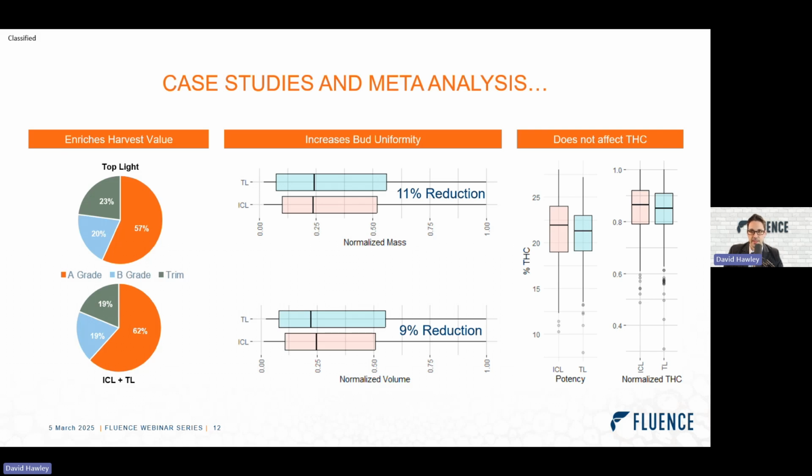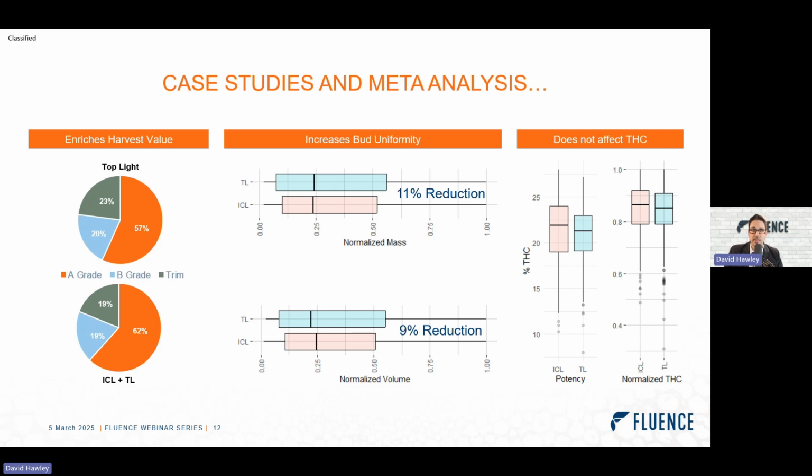The top is saying that if you use top light alone, this is your partitioning of bud grade. And I'll call out this value right here. We're getting 57% A grade bud. If we use top light and intercanopy light, then your A grade significantly elevates up to 62%. And we have less trim. All right, so that's thing number one.